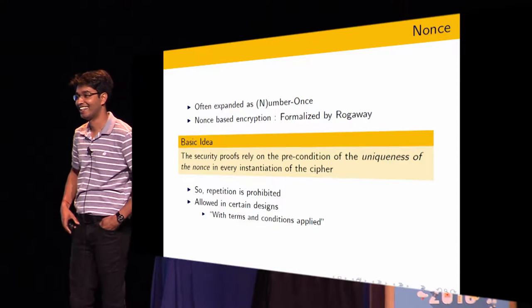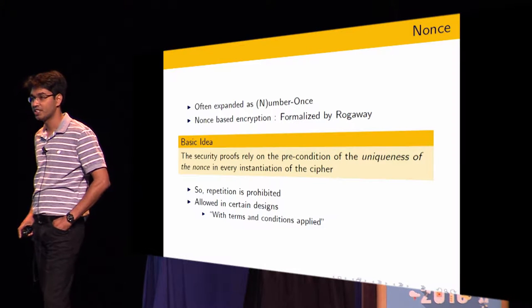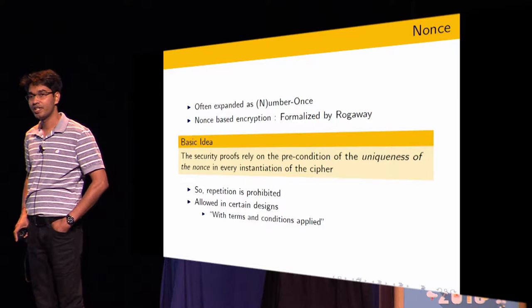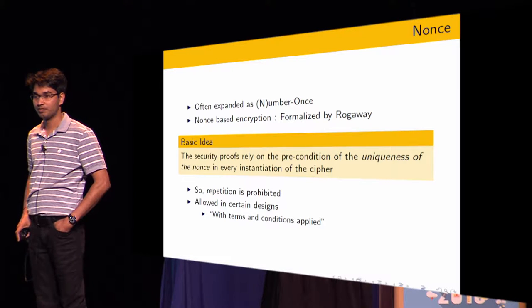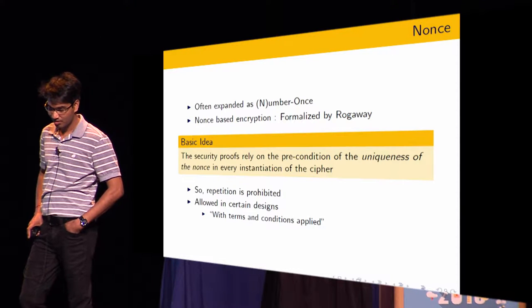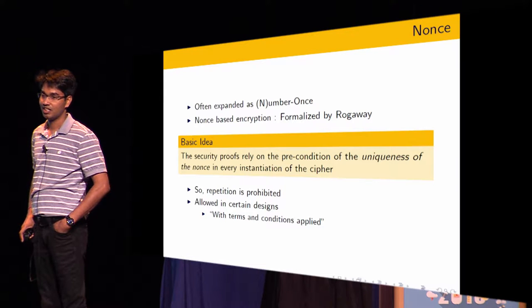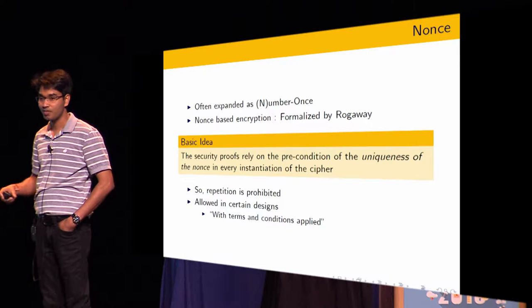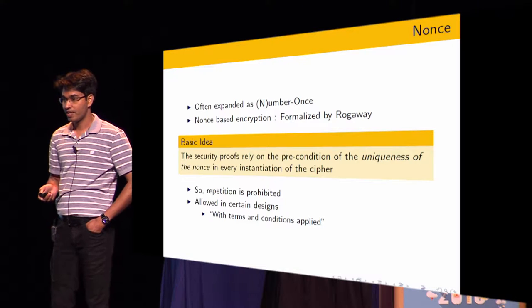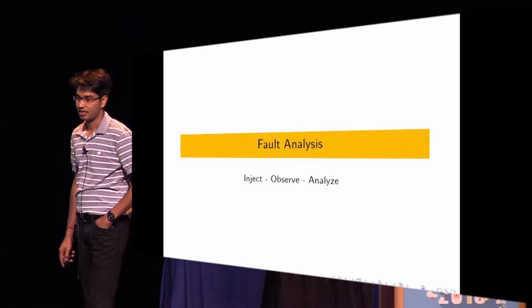So when Rogaway defined the basic principle of how a nonce is to be used in cryptography, it says that in every application of the crypto algorithm, the nonce should be unique. But sometimes, with some terms and conditions, crypto theory people try to utilize it with some non-uniqueness feature for a couple of times, or sometimes for a chain of messages. So that's the main thing they try to exploit in this area.